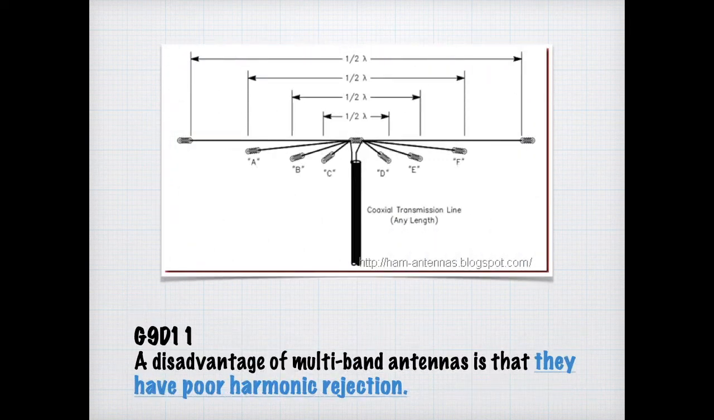Years ago, I actually built one of these multi-band antennas, and I can attest to the truth in this question and the answer. For the exam, you need to know that a disadvantage of a multi-band antenna is that they have poor harmonic rejection.